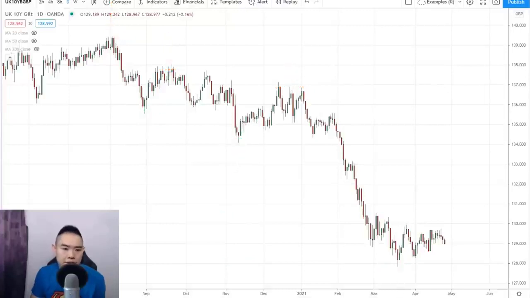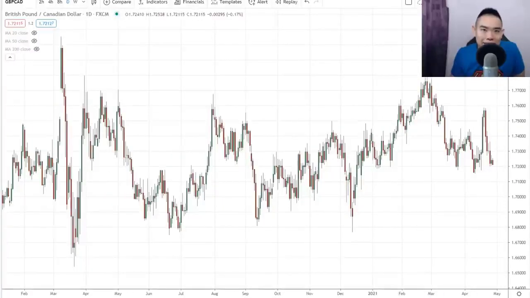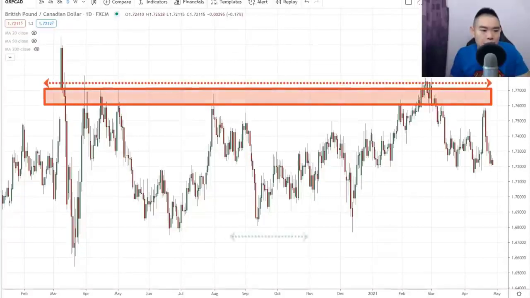How about pound Canadian? Now, is this in an uptrend, downtrend, or range? It's an uptrend. No, I'm just kidding, right? It's a range market, right? Why is this a range market? Again, a range market is where the price is contained between the highs and the lows. So it's contained between these highs over here and these lows over here.